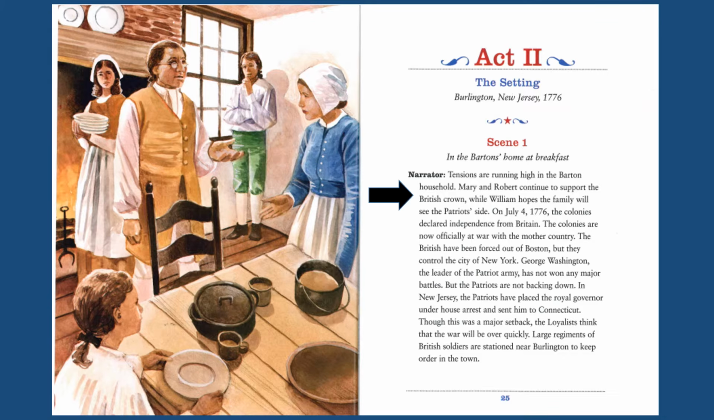The British have been forced out of Boston, but they control the city of New York. George Washington, the leader of the Patriot Army, has not won any major battles, but the Patriots are not backing down. In New Jersey, the Patriots have placed the royal governor under house arrest and sent him to Connecticut. Though this was a major setback, the Loyalists think that the war will be over quickly. Large regiments of British soldiers are stationed near Burlington to keep order in the town.